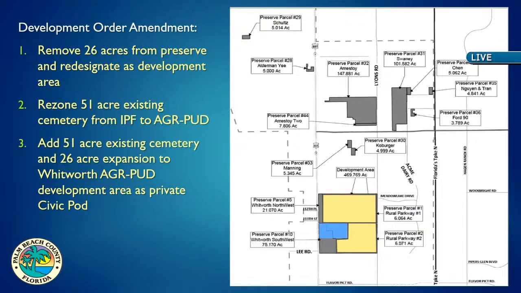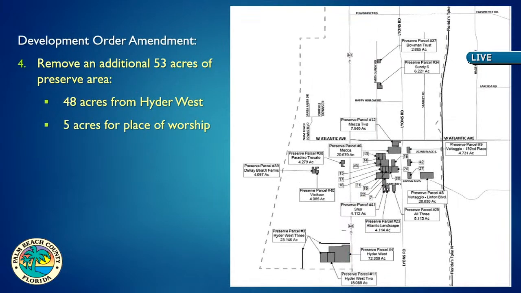They would also rezone the 51-acre existing cemetery from IPF, which is Institutional Public Facilities, to the AGR PUD 60/40 zoning district, and then add the 51-acre cemetery and the 26-acre expansion area, which would be formerly preserve area, to the Whitworth AGR PUD development area as a private civic pod. In addition, the zoning applications will remove an additional preserve area, including 48 acres. You see it down there on the southwest.